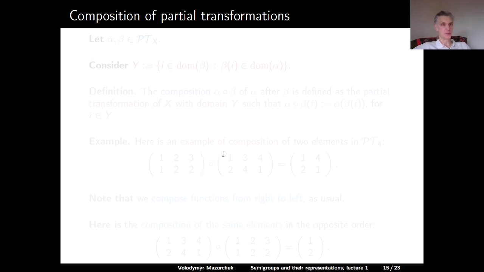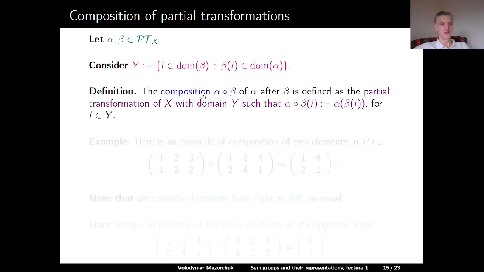Partial transformations can be composed. So let's define composition of partial transformations. So let alpha and beta be 2 partial transformations on X. Consider the set Y, which is the set of all elements I in the domain of beta, such that beta of I belongs to the domain of alpha. So we define the composition of alpha after beta as the partial transformation of X with domain this set Y, such that alpha after beta applied to an element I in this domain is defined as alpha applied to beta of I. And this is well defined due to the definition of Y. And we take this formula for any I in Y.